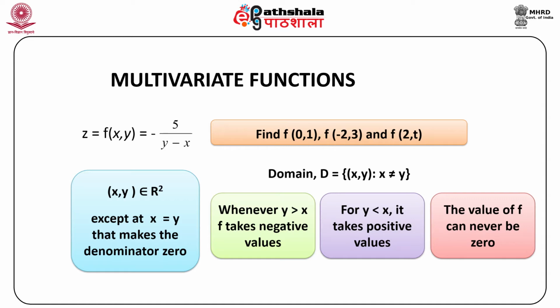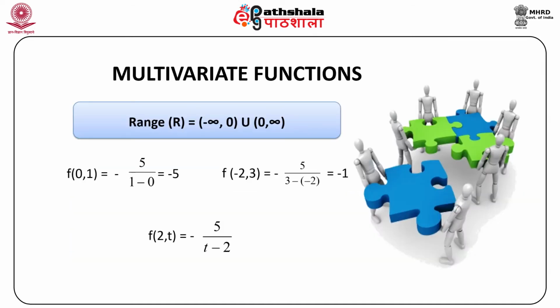The reader may note that for each ordered pair (x, y) in the domain, f assigns a unique value to z. Further, whenever y is greater than x, f takes negative values, and for y less than x, it takes positive values. The value of f can never be 0. Range R is equal to (minus infinity, 0) union (0, infinity).